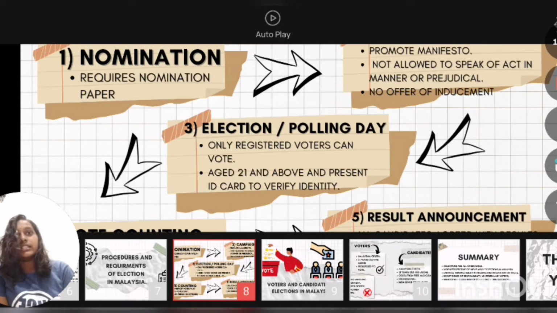Along the campaign, candidates or their agents are not allowed to act or speak in a manner prejudicial to the interests of the party, and are forbidden to offer any inducement in order to win votes. Therefore, in the campaign process, candidates are required to speak and act politely as well as not to touch on sensitive issues. In addition, candidates can spend up to 200,000 ringgit Malaysia for parliamentary elections and 100,000 ringgit Malaysia for state level election.